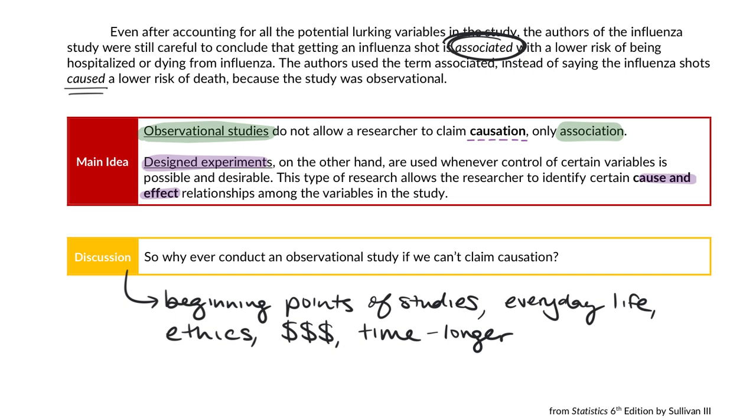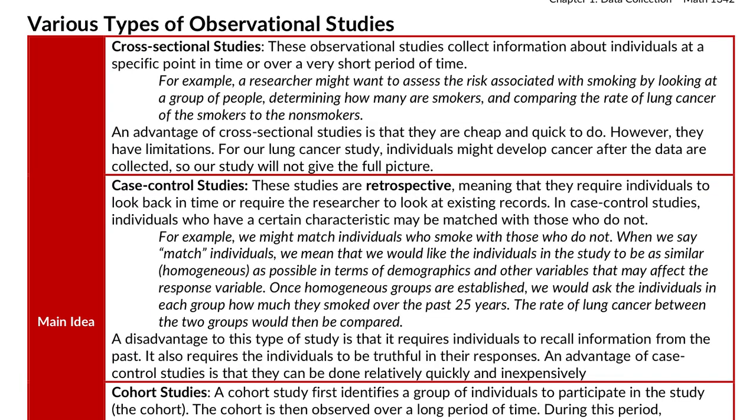So let's break that down a little bit more. Most of the rest of this chapter is going to talk about those designed experiments and how to create them, how to get your sample out of your population, all of that good stuff. But what we need to focus on here is the various types of observational studies. So again, we've got a lot of vocabulary.